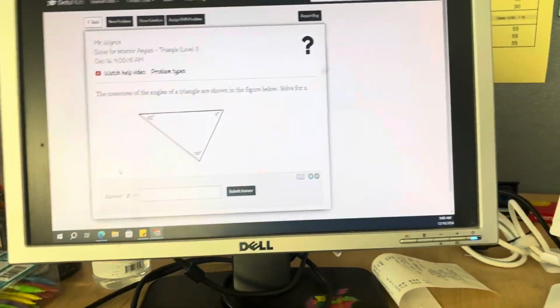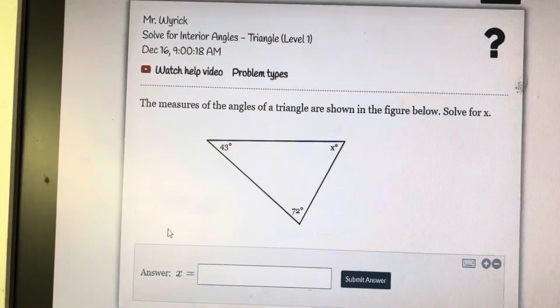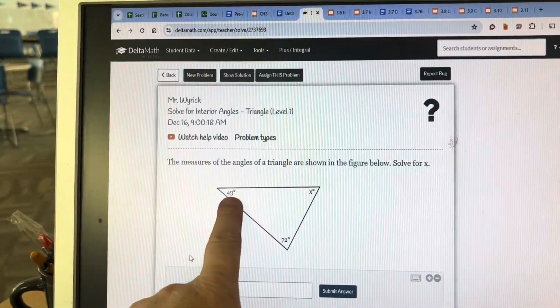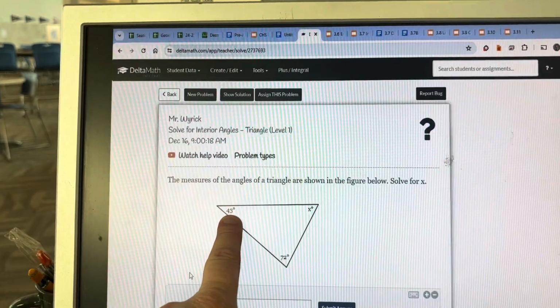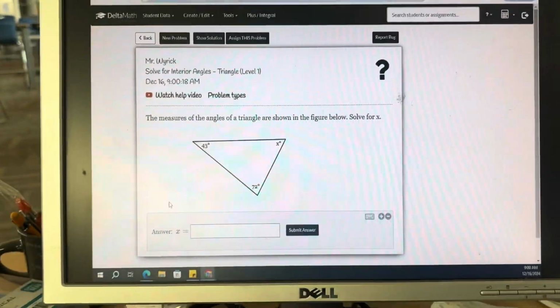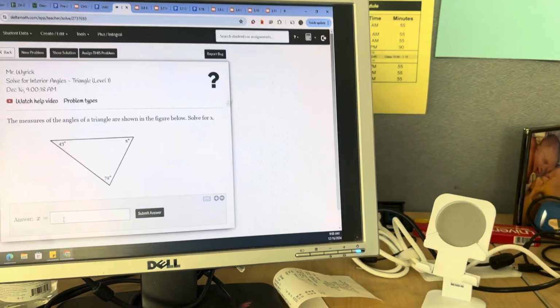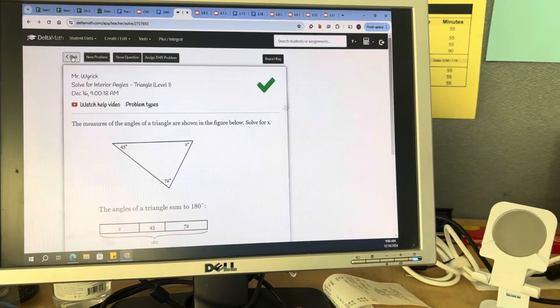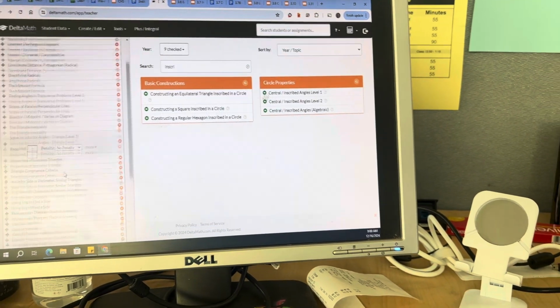Solve for the interior angle. Remember, the interior angles of a triangle add up to 180. So 180 minus 72 is 108. 108 minus 43 is going to be, I believe, 65. Yeah, there we go. So it's just they add up to 180. Not really that crazy of a thing.